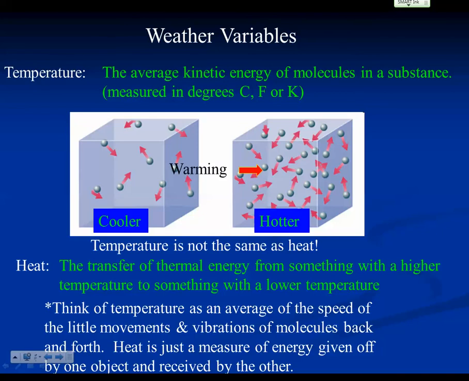Heat is just a measure of the energy given off by one object and then received by another. Like if you put your hand on a warm light bulb, the light bulb has a temperature, but it's giving you heat energy. And that's the difference.